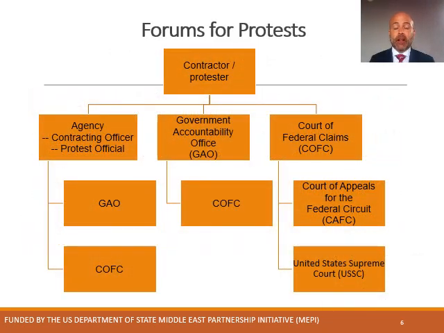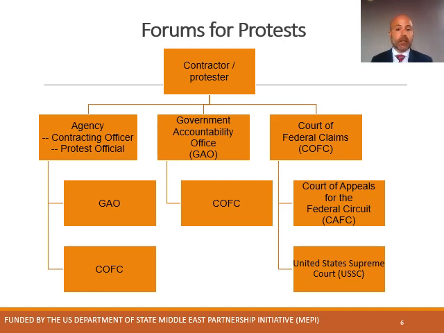The protester may file its protest initially at one of 3 places. It can file its protest with the agency, with the Government Accountability Office, GAO, which is an administrative forum, or it can file it at court, the Court of Federal Claims. If the protester determines that it will file its protest with the agency, it can have that protest adjudicated either by the contracting officer or the agency protest official. If it does not prevail at the agency level, it can essentially appeal that decision at the GAO or at the Court of Federal Claims.